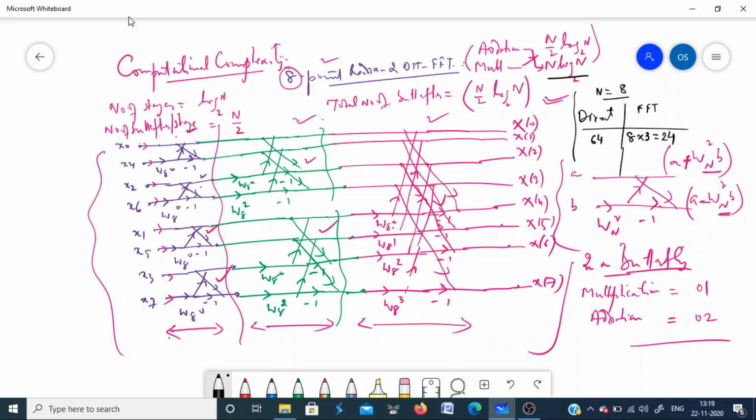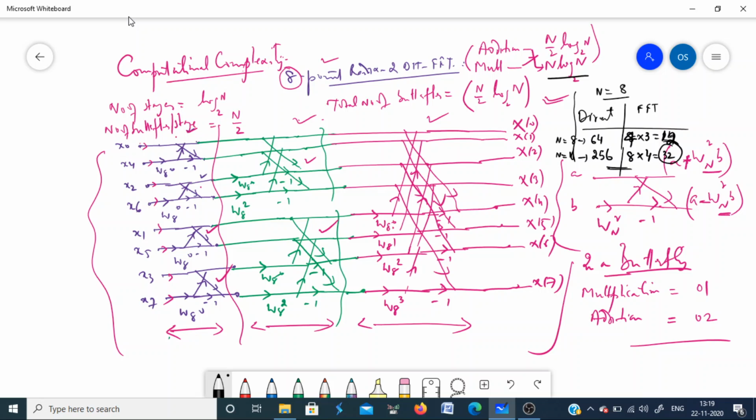So this is for additions: n log n is 8 into 3, that is 24. This is for n equal to 8. If you use a 16-point DFT, in direct computation you have 256 multiplications, 16 square. But in this case it is simply n by 2, that is 8, into log of 16, that is 4, 32 only. So you can see by what factor you are reducing the number of multiplications and additions.